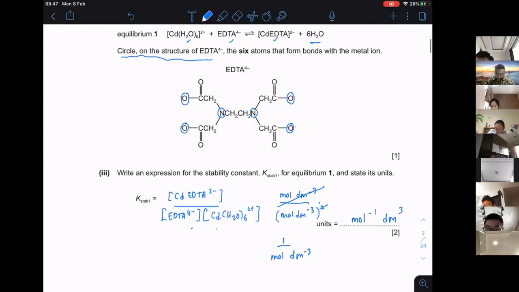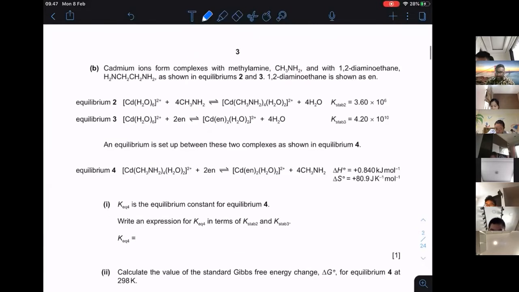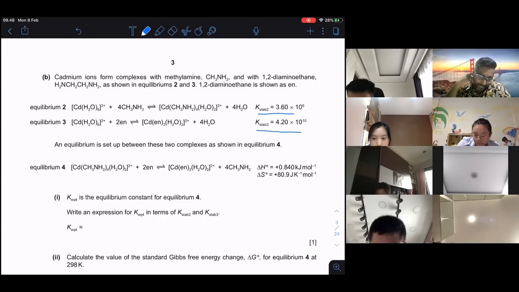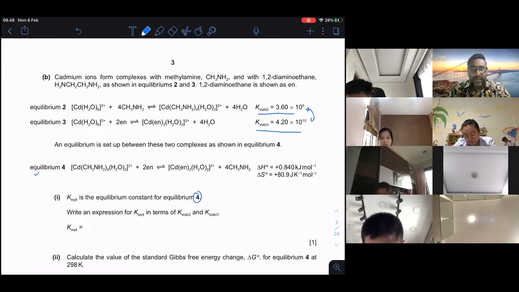Now next, you can see that a cadmium ion forms complexes with methyl amine. They have the stability constants given over there. And I want to write the new equilibrium constant for equilibrium number 4, which is going to be this one. Of course it has to do with these two combined over here. So how to do this?